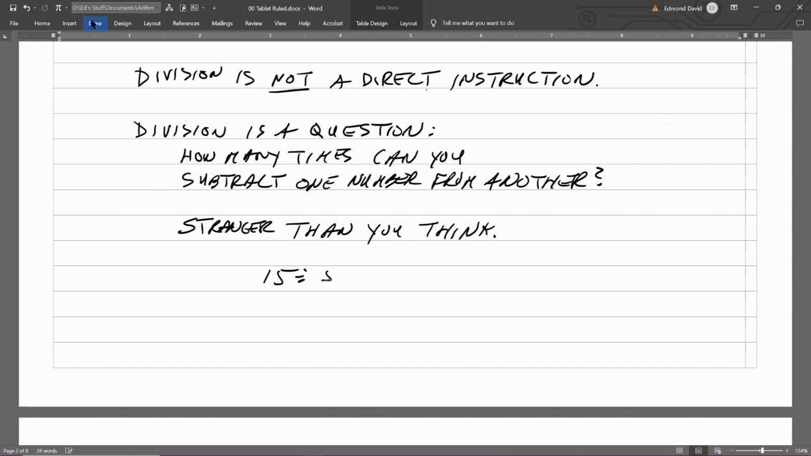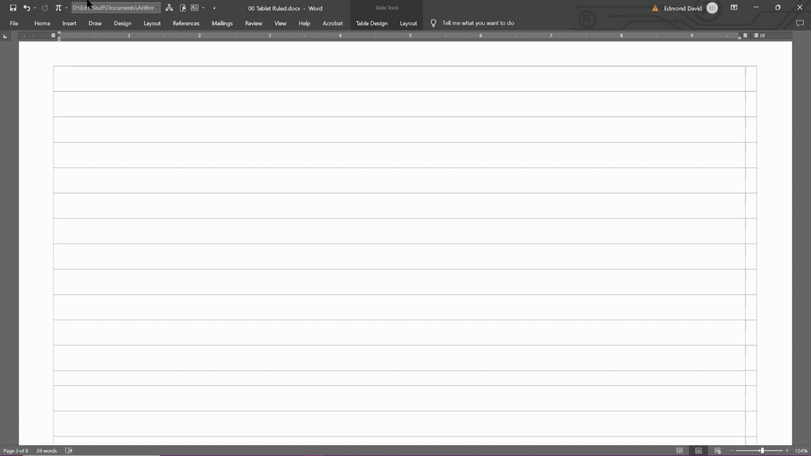Consider 15 divided by 5. This is the question, how many times can you subtract 5 from 15? Let's find out. 15 minus 5 is 10, minus 5 is 5, minus 5 is 0. We run out of numbers at 0 and we have to stop. Therefore, we can subtract 5 from 15 3 times.